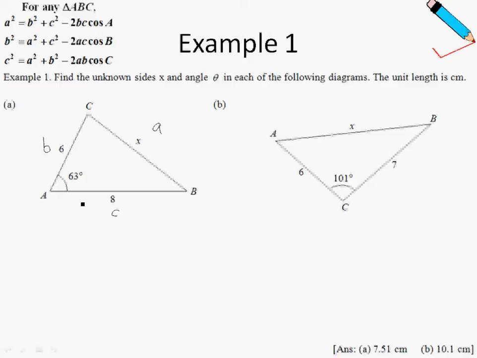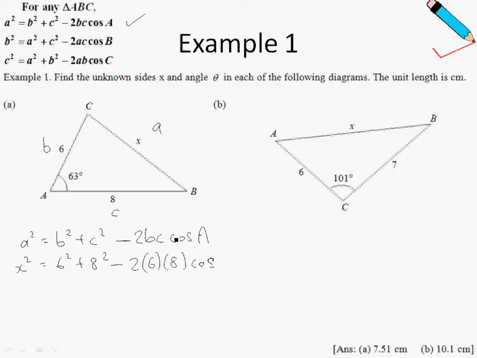Okay, so applying the formula, since I want to find x, I will use the first formula that we see over here. So a squared equals b squared plus c squared minus 2 times bc cosine of angle A. So since a is x in this case, I will replace a by x, and b is 6, c is 8. So let me just fill this in for you over here. And angle A is given to be 63 degrees.